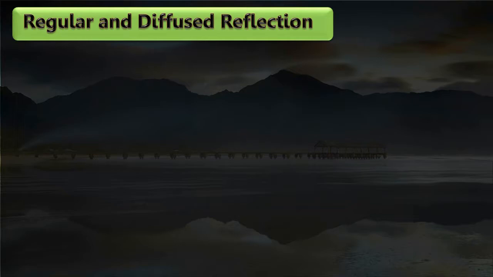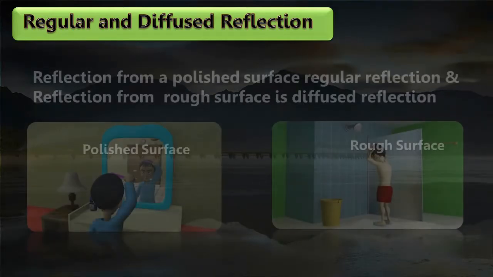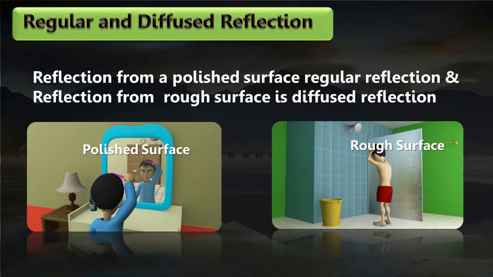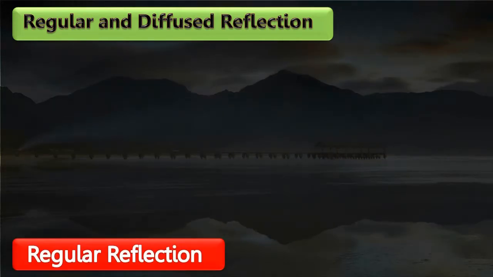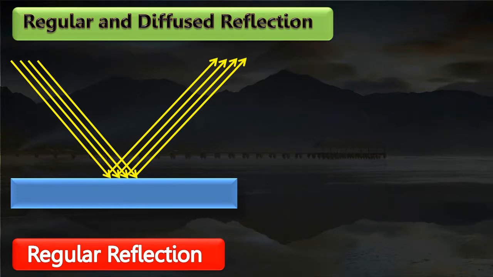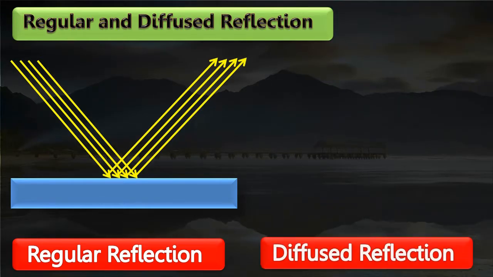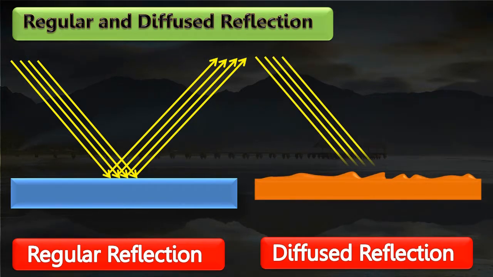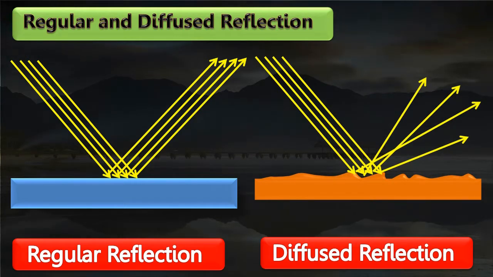Regular and diffused reflection. Reflection from a polished surface is called regular reflection, and reflection from a rough surface is called diffused reflection. Regular reflection: a polished surface reflects a parallel beam of light in one direction. Diffused reflection: a rough surface reflects a parallel beam of light in many different directions.